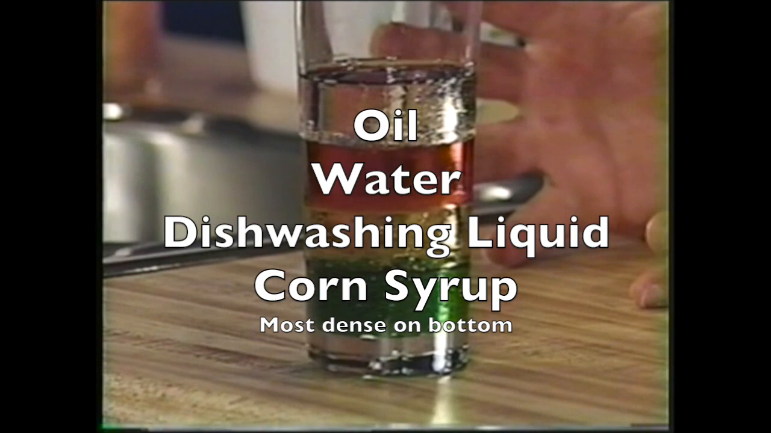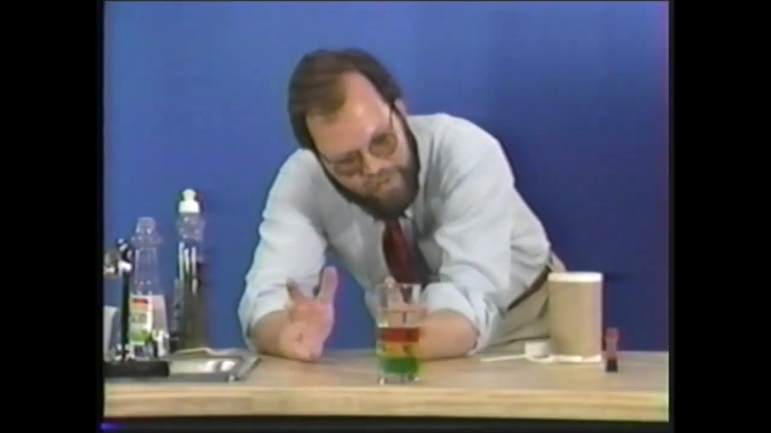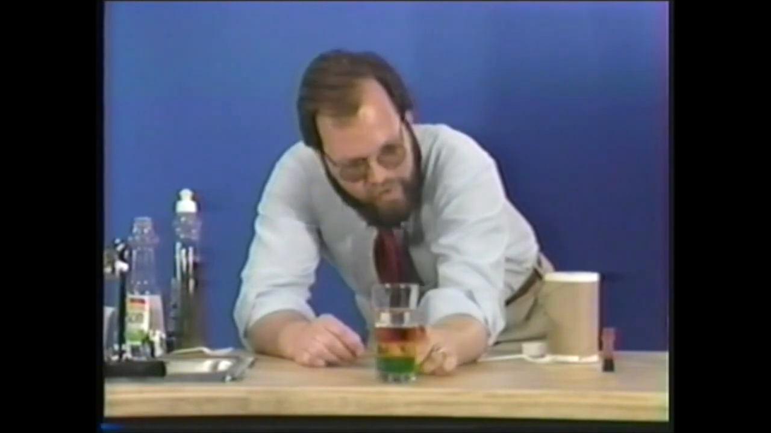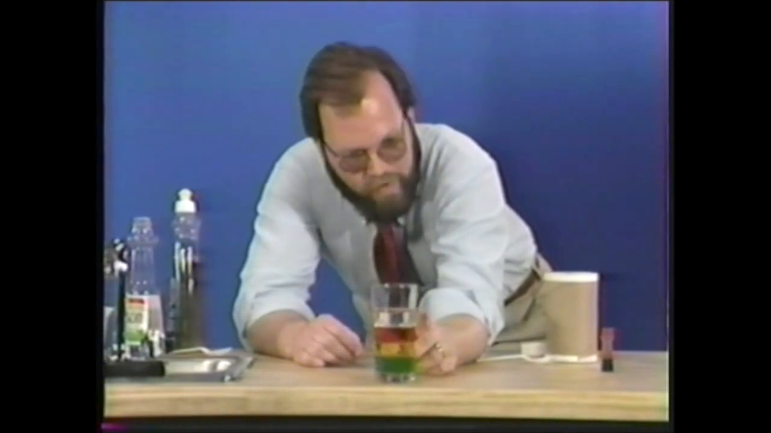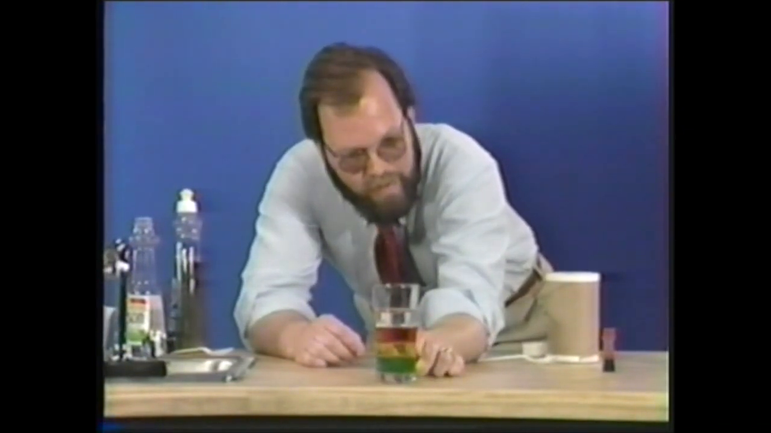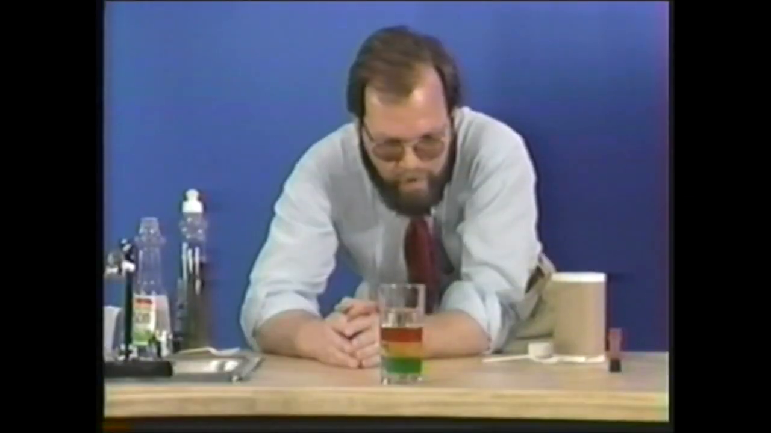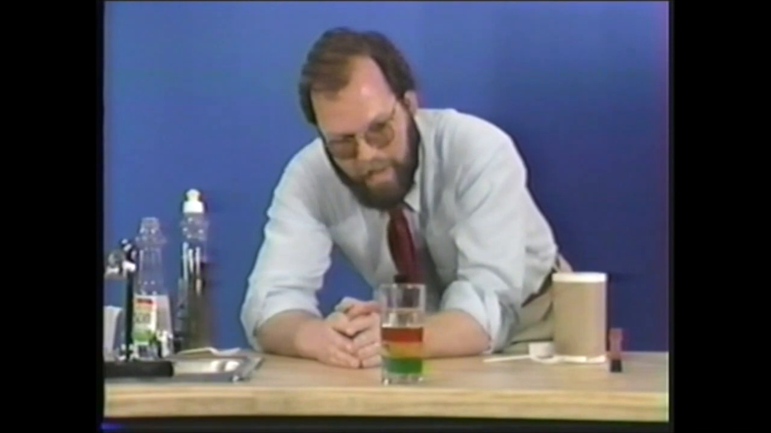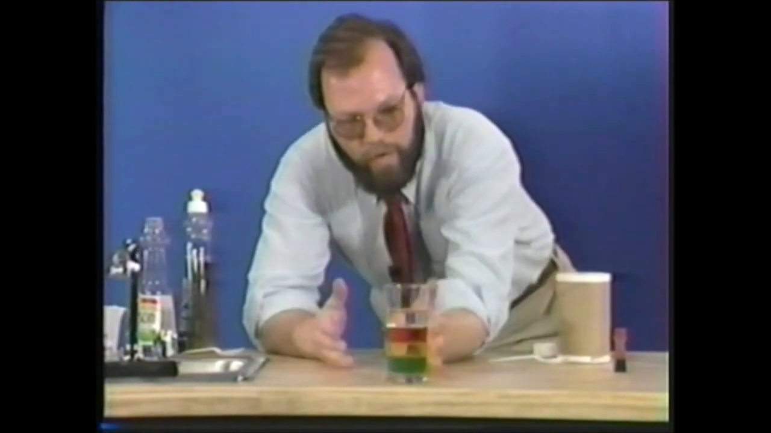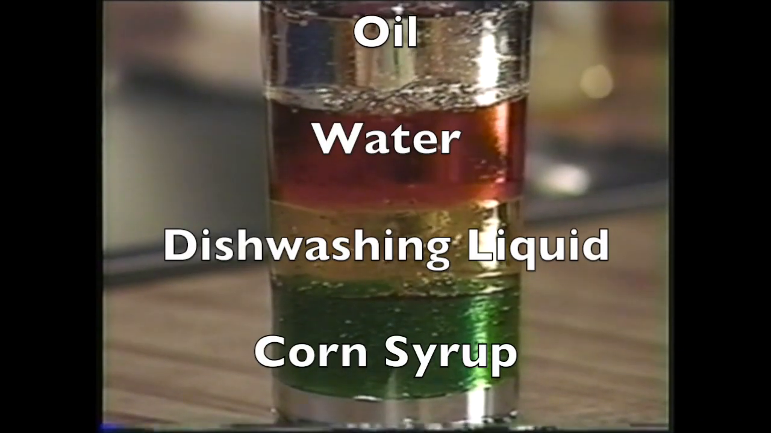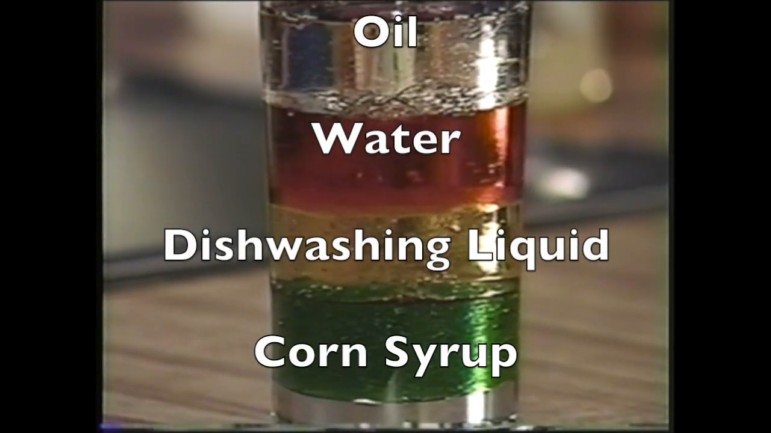What does this observation tell us? It tells us that the dishwashing liquid is more dense than water and more dense than oil, but less dense than the green corn syrup layer. All right. Let's see if we can use this experiment to compare the densities of solid objects and liquids.